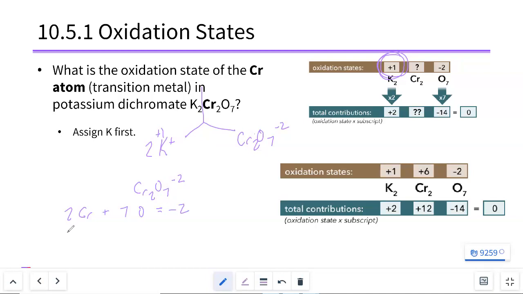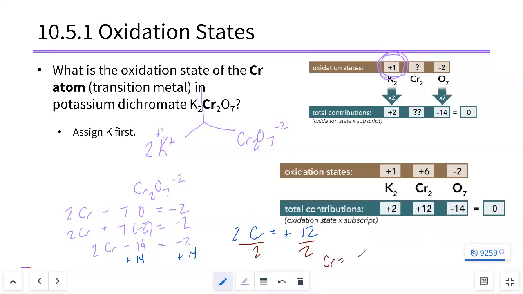Going back to the previous slide, I know that oxygen is -2 in most circumstances, in most compounds. So if I do the math, 2 chromium minus 14 (7 times 2 is -14) is equal to -2. To get the chromium by itself, I need to add 14 to both sides. That's going to give me 2 chromium is equal to positive 12. To get rid of the 2, I need to divide each side by 2, which means that the chromium is going to be positive 6.